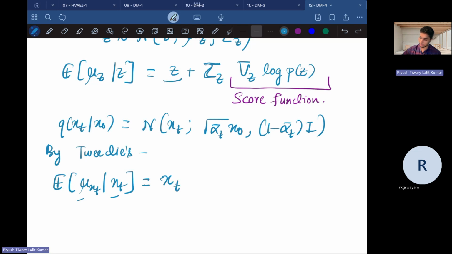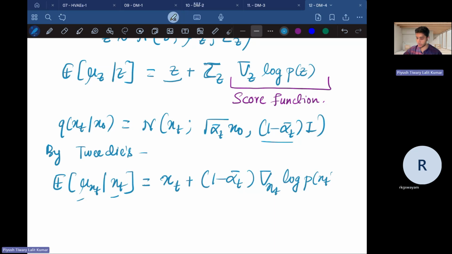I'm just writing this thing down, xt plus, what is the covariance? Covariance is just 1 minus alpha t bar I. So we can just ignore that. 1 minus alpha t bar grad of xt log p of xt, right? This is what it is. This is applying Tweedie's formula on top of our forward process. That's all, right?